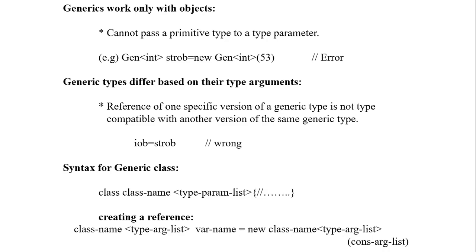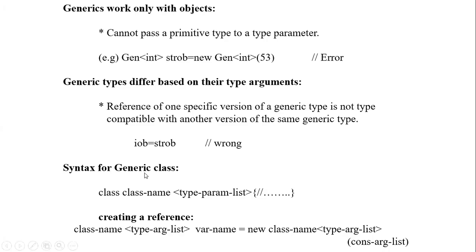Right? So a reference of one specific version of a generic type is not type compatible with another version of the same generic type. That means an int object you cannot use with a string object. That means you cannot equate something like this.